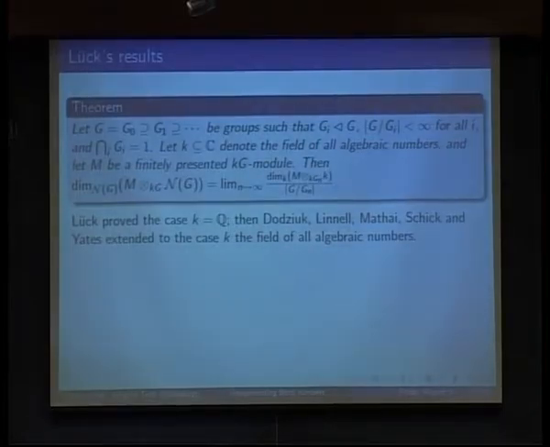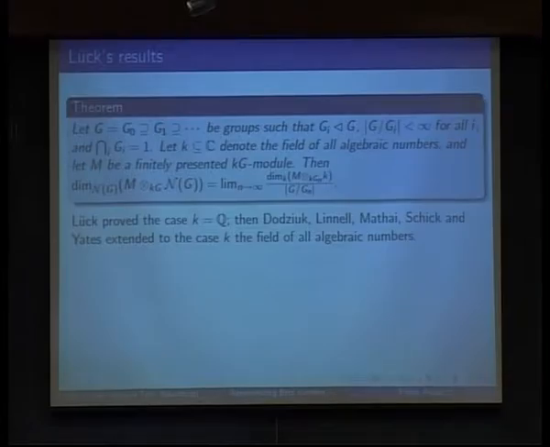So, some review of what Luck did. He proved that if you had a descending sequence of normal subgroups G_n of finite index intersecting in the identity, and if M was a finitely presented QG module, then the dimension of M tends to the von Neumann dimension of M. You get it as the limit of taking the normalized dimensions of M modded out by the action of G_n.